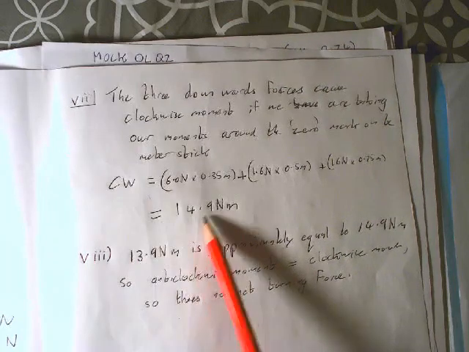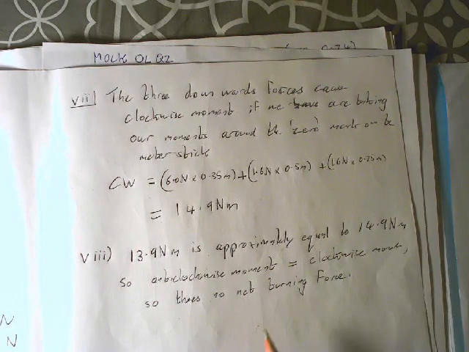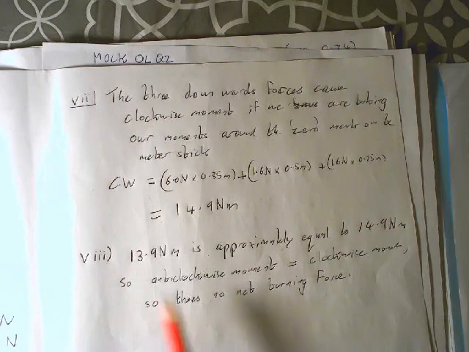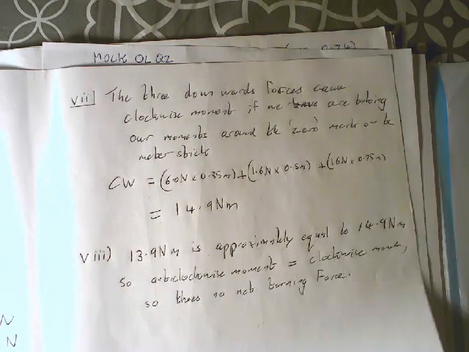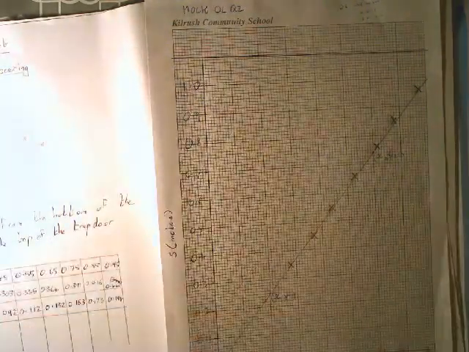So we have our total anti-clockwise moment is 13.9 newtons versus 14.9, which is roughly equivalent. So the anti-clockwise moment is equal to the clockwise moment. There's no net turning force. There's our answer to part 8. Okay, that's the first question. Let's have a look at the second. I'll just zoom out there a little bit.